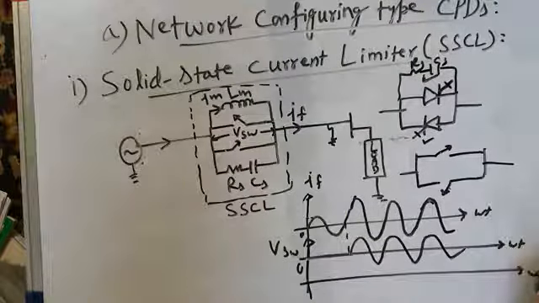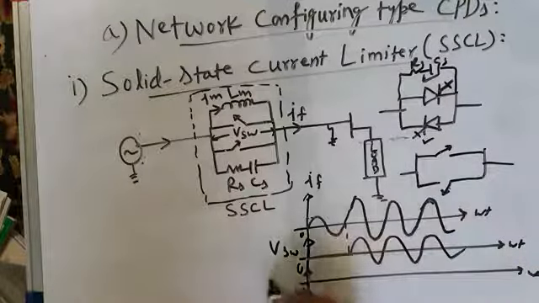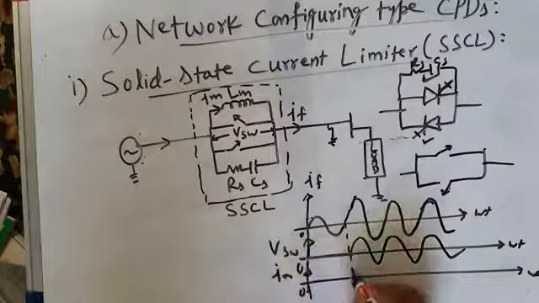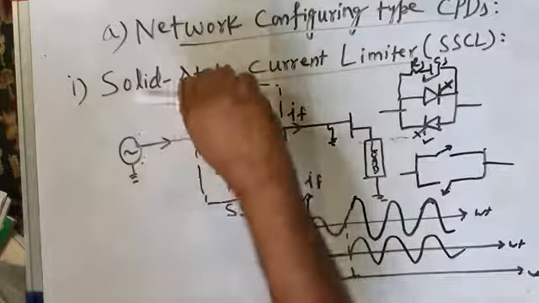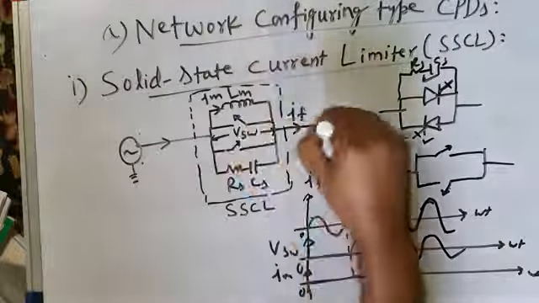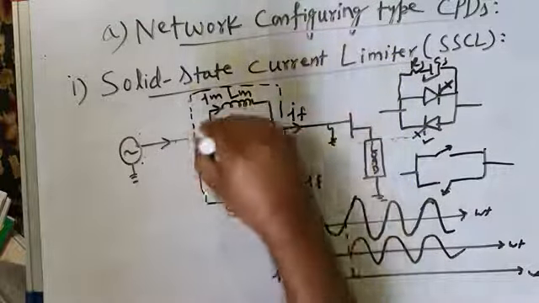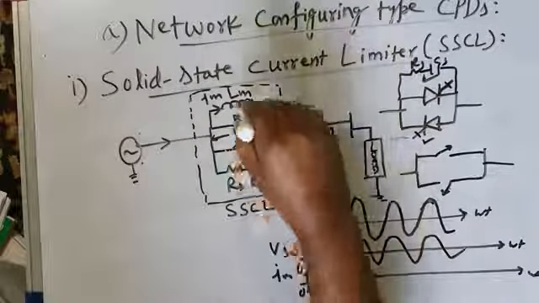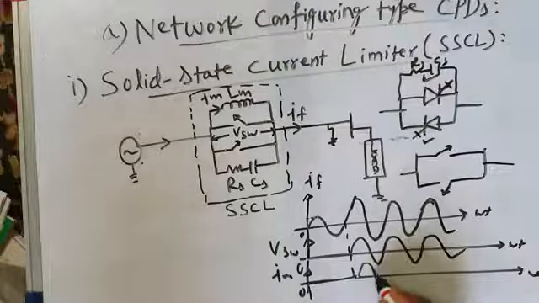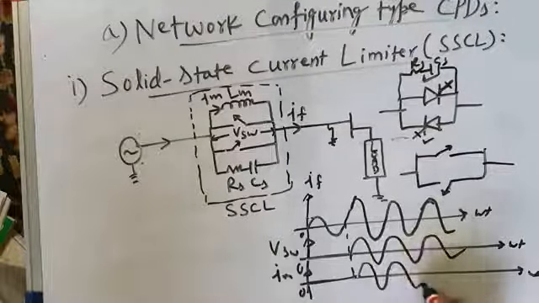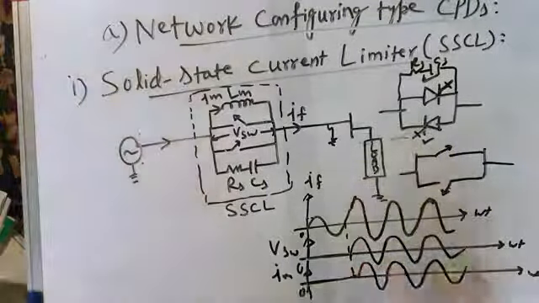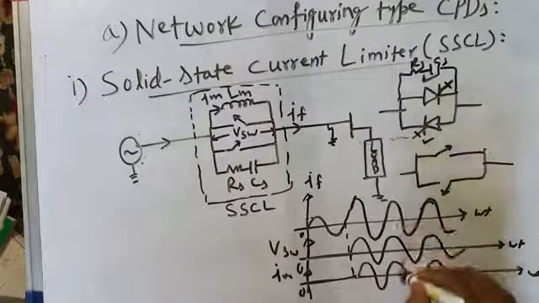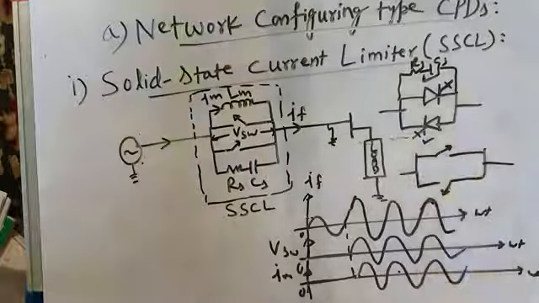And what is the current through the current limiting inductor? IM. When there was no fault, no current was flowing through the inductor because the switch was on. As soon as the fault has occurred, the switch has turned off and the current is diverted, and it is now flowing through the current limiting reactor. This current is of somewhat high amplitude, but it limits the magnitude of current. As you can see, the feeder current is the same as this. It limits the magnitude of current.